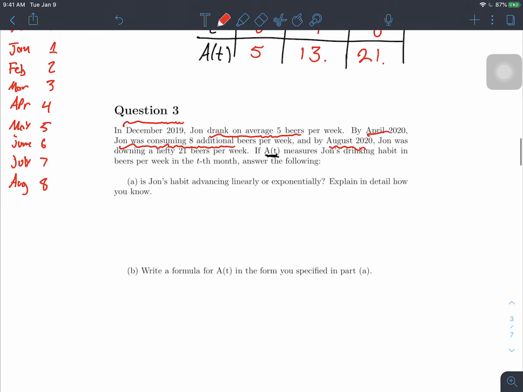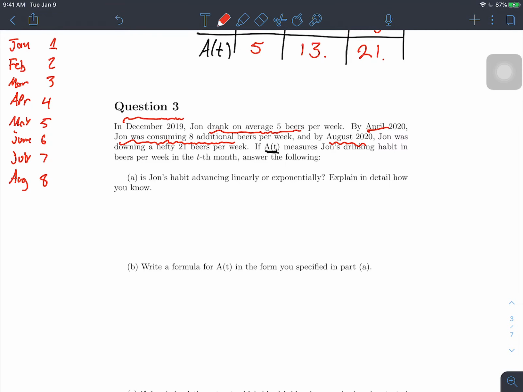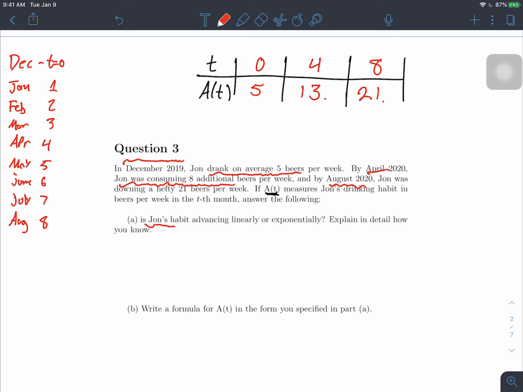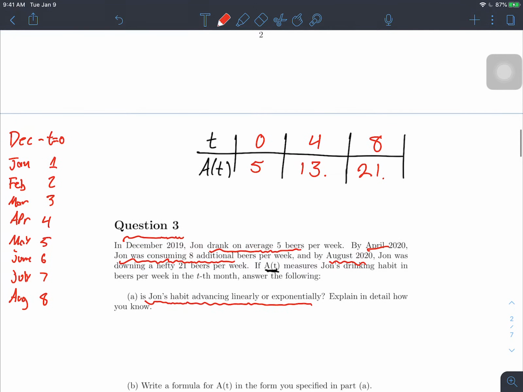Okay, so we're supposed to answer the following questions. The first one is, is John's habit advancing linearly or exponentially? Well, let's go ahead and take a look.